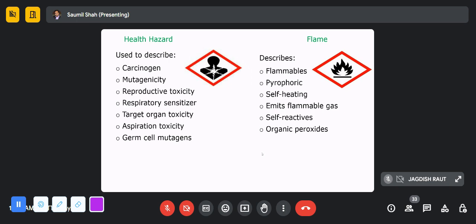Same way, flammable. If your chemical is more flammable in nature, for example methanol and toluene, which are highly flammable chemicals, and you are storing such chemicals, then you have to display this type of symbol.